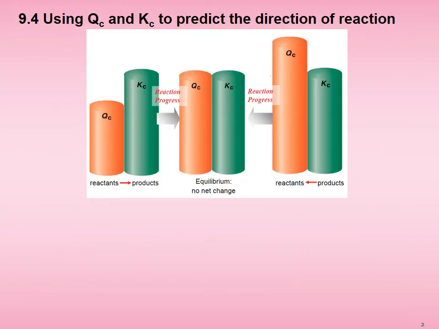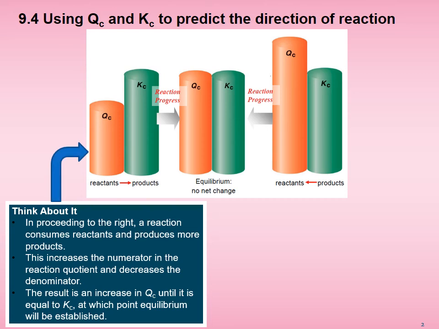When a reaction moves from left to right, it uses up reactants and forms more products. The numerator in the reaction quotient becomes bigger while the denominator becomes smaller. Qc therefore increases until it is equal to Kc, at which point equilibrium is established.